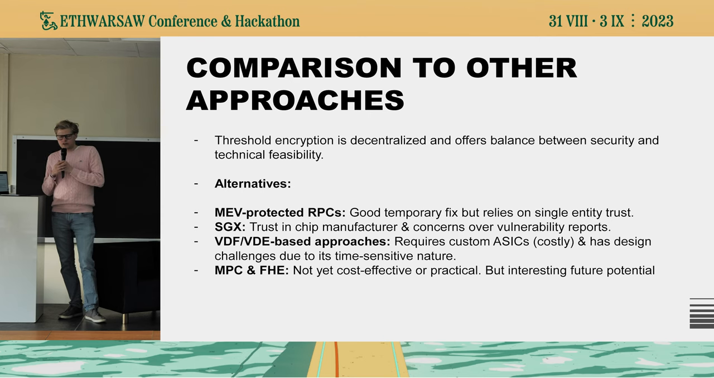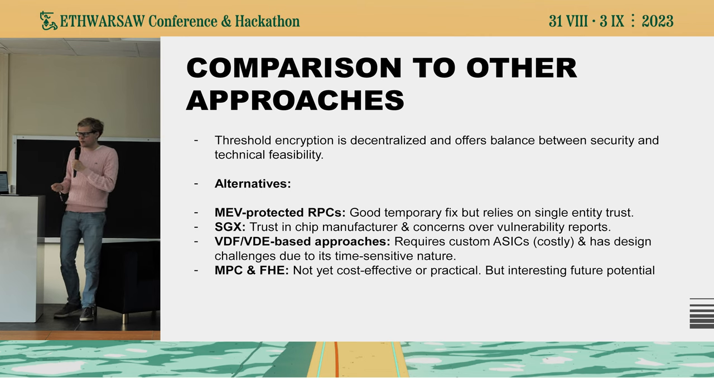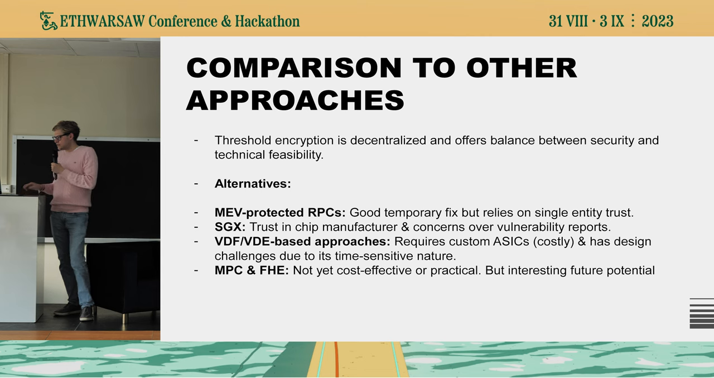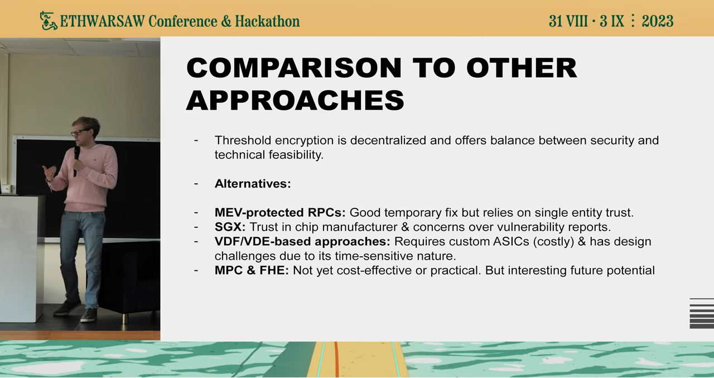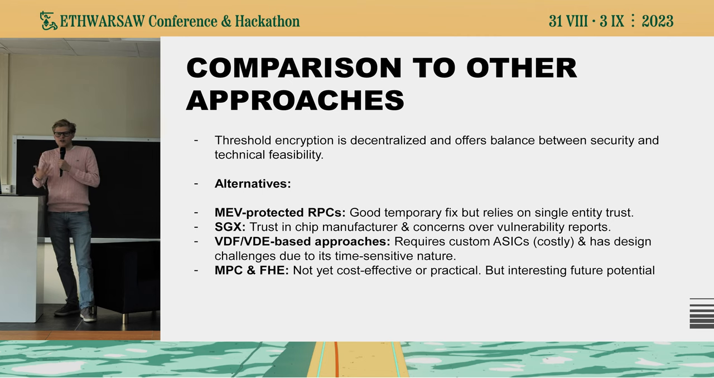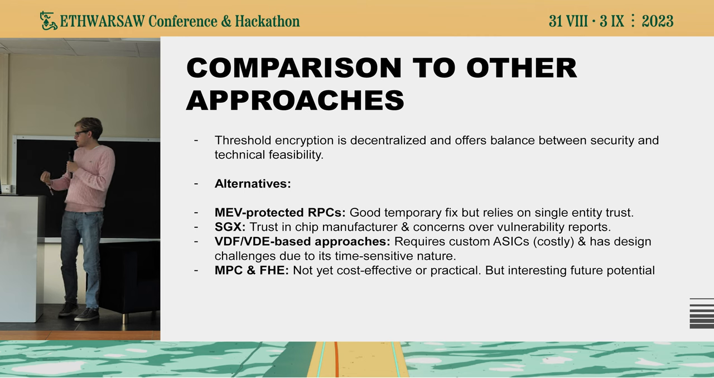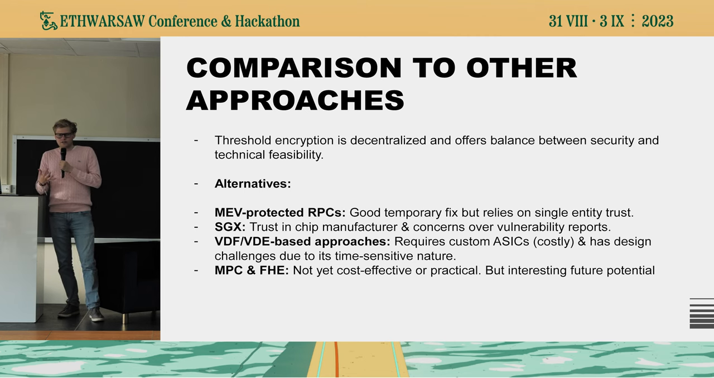Comparing it to other approaches, this is not the only way to encrypt the mempool or to introduce some kind of front-running protection, right? One alternative is to have the RPC protect against MEV at the RPC level, which is a good quick fix, we would say. But again, as I said in the very beginning, we are introducing a reliance on centralized intermediaries, and introducing another censorship vector, trust vector, and centralization vector. So not really a long-term solution in our opinion.